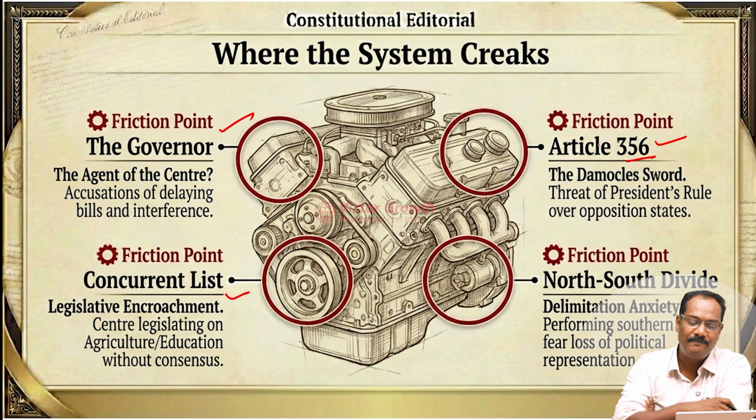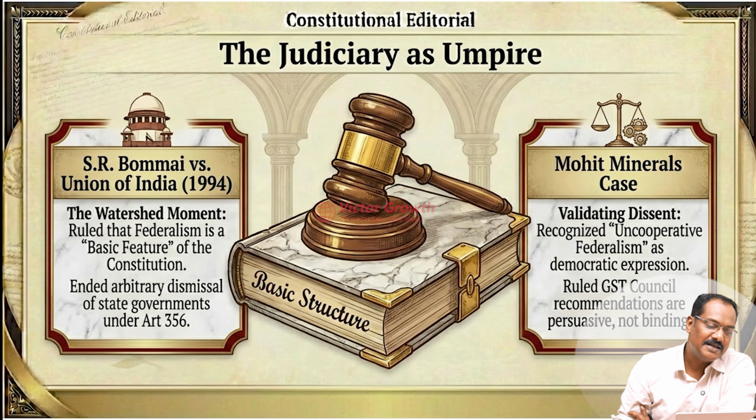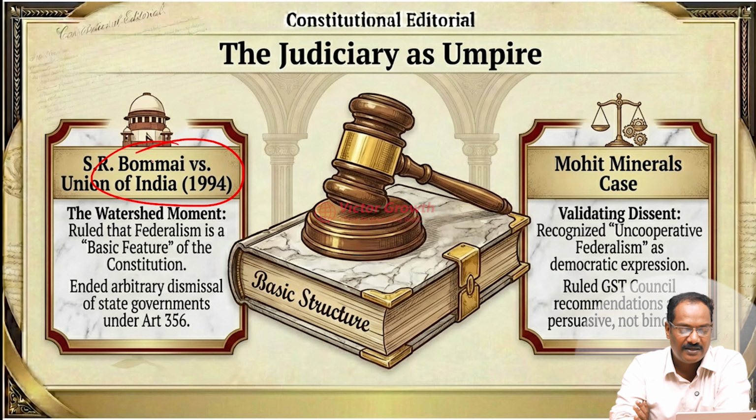Then the north-south divide means southern states are a little more developed. They're contributing more to the national GDP. But delimitation can affect their number of seats and all. There's anxiety there, because these are frictional areas. You should understand. And the judiciary, I told you, will be there as an umpire. In the SR Bommai case, they said something about the governor's position, the government's role. All this they have said.